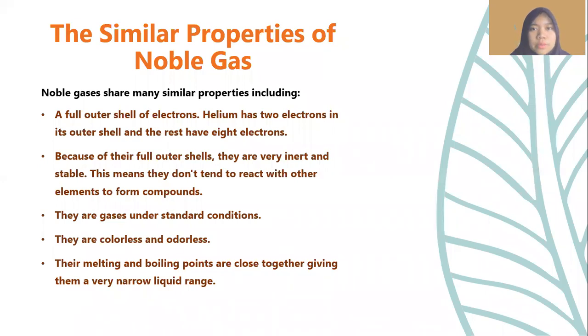All right, there are similar properties of noble gases. Noble gases share many similar properties, including the first one, a full outer shell of electrons. Helium has 2 electrons in its outer shell, and the rest have 8 electrons. Because of their full outer shells, they are very inert and stable. This means they don't tend to react with other elements to form compounds.